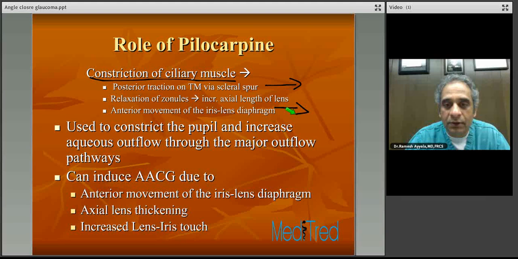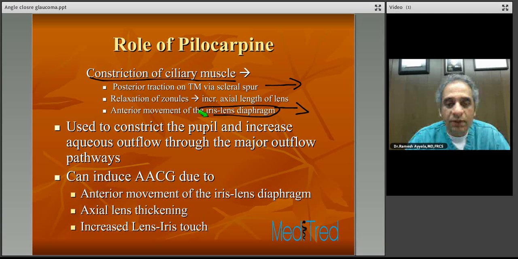You should be careful because if you use 4% pilocarpine in these patients, even 2%, I've seen this even with 1% pilocarpine, this can set the stage for a patient to develop an acute attack of glaucoma because of this anterior movement of the iris lens diaphragm, because of the relaxation of the zonules. In the process, the lens will move forwards, causing a pupillary block mechanism and causing the pressure to go up and the acute attack to set in. So you have to be careful about this paradoxical action of pilocarpine in some of these patients.